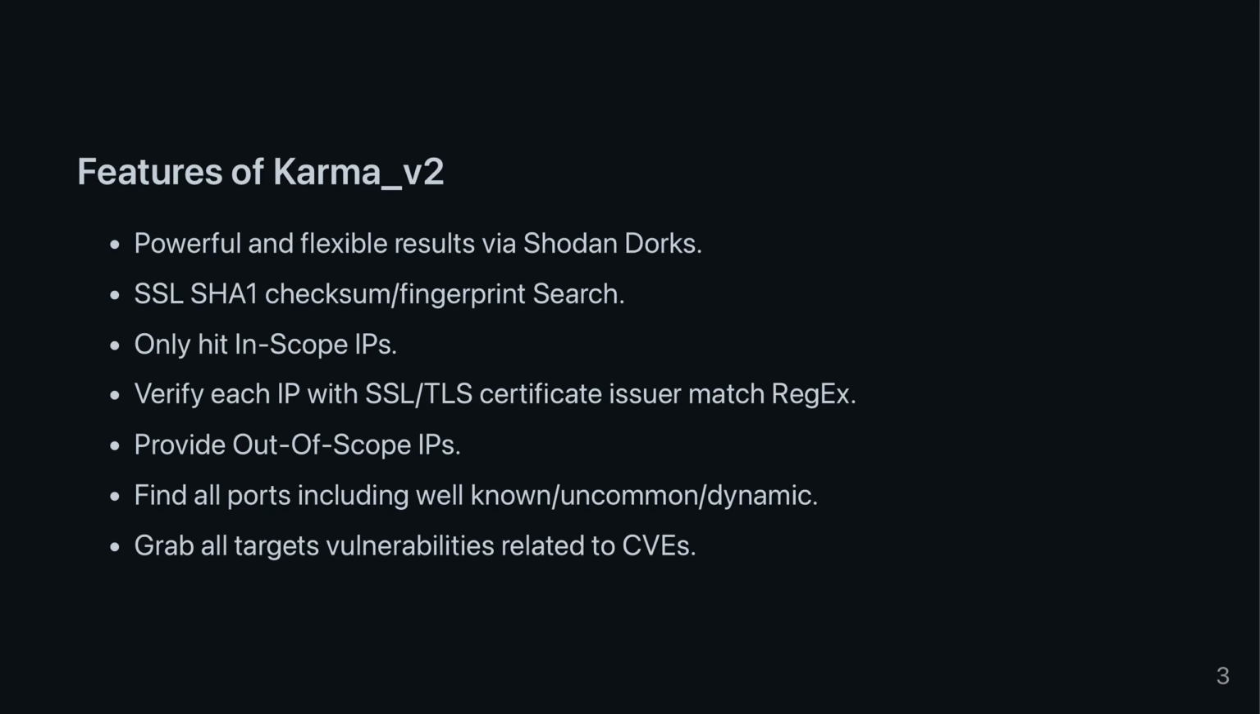Karma V2 offers a powerful and flexible feature set for OSINT reconnaissance. One of its key features is the ability to leverage Shodan Dorks for advanced search results. It also supports SSL SHA-1 checksum and fingerprint searches. Uniquely, Karma V2 ensures that only in-scope IPs are targeted and meticulously verifies each IP against a regex pattern for SSL TLS certificate issuers. The tool can also identify out-of-scope IPs to maintain a clean and focused target list.